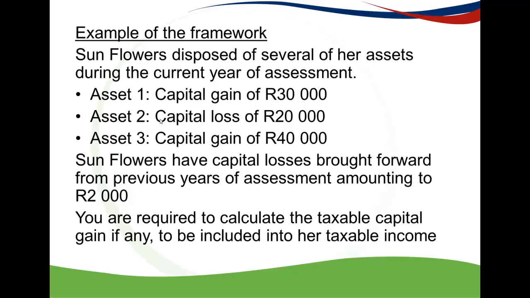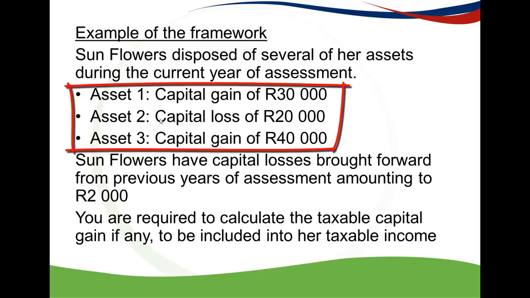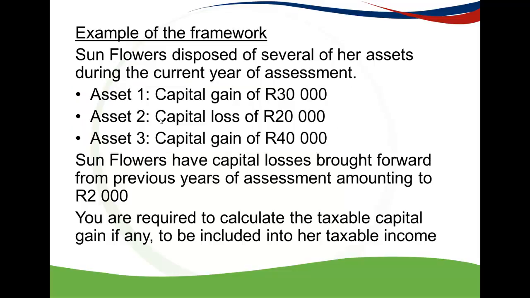Let's do an example of the framework. Sunflower disposed of several of her assets during the current year of assessment. She had asset 1, 2, and 3, and on that we already calculated the gain or the loss. So first asset had a gain of 30,000 Rand, second asset had a loss of 20,000 Rand, and the third asset had a gain of 40,000 Rand. Sunflower has a capital loss brought forward from the previous year of assessment amounting to 2,000 Rand, and you're required to calculate the taxable capital gain, if any, to be included into her taxable income.